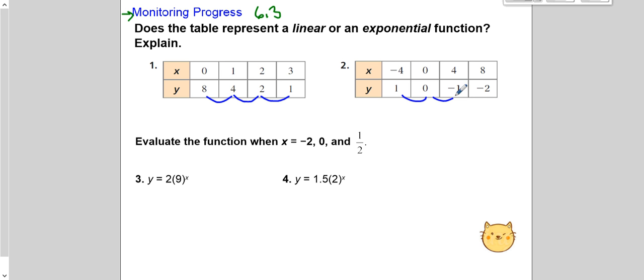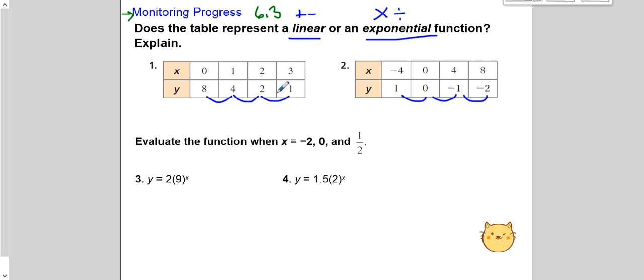Are these exponential or linear? Are we adding or subtracting to get to the next number? If we are, it's linear. Or are we multiplying or dividing to get to the next number by the same number? Then it's exponential. If we add or subtract to get to the next number, it's linear. If we multiply or divide to get to the next number, it's exponential. Because dividing by a number is the same as multiplying by the reciprocal, and subtracting a number is the same as adding its opposite. So that's why those go together.